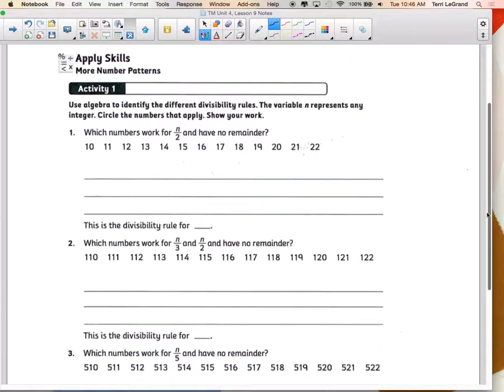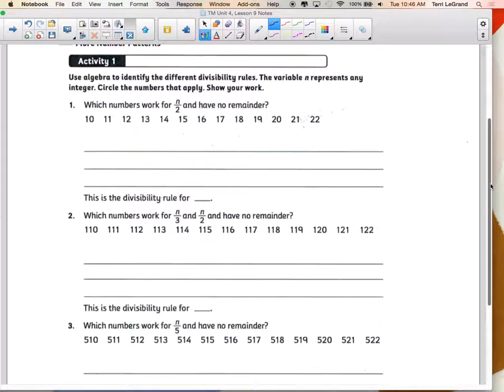Now we're going to do some more practicing of these divisibility rules. Keep those divisibility rules in front of you. Use algebra to identify the different divisibility rules. The variable n, let's underline this, represents any integer. It says circle the numbers that apply, show your work. So we have this list of numbers. That looks like the list we had yesterday. Which numbers work for n over 2 and have no remainder? What are they actually saying here?